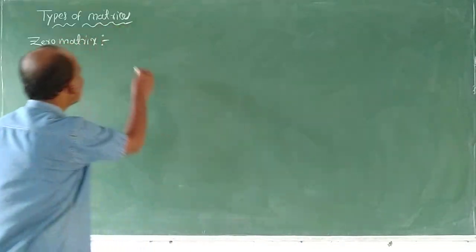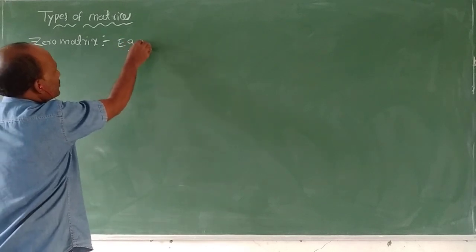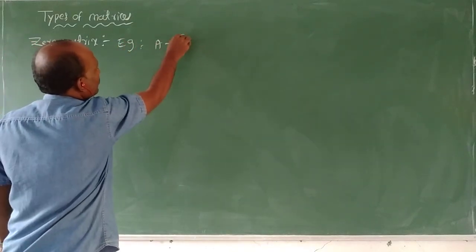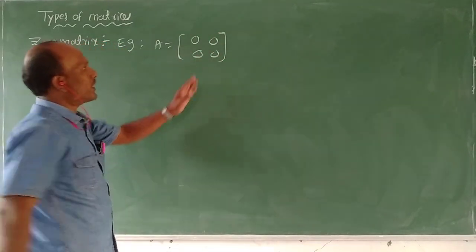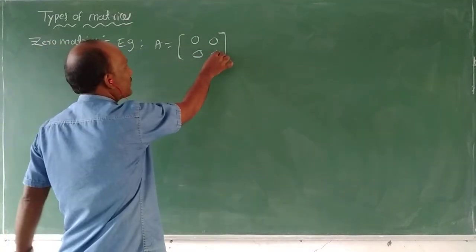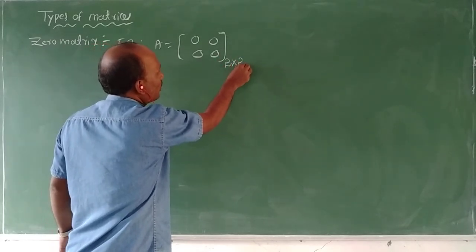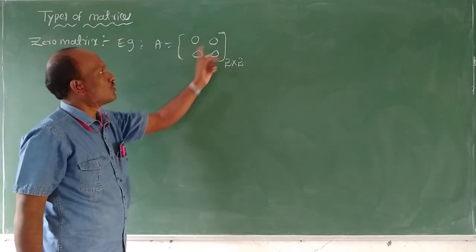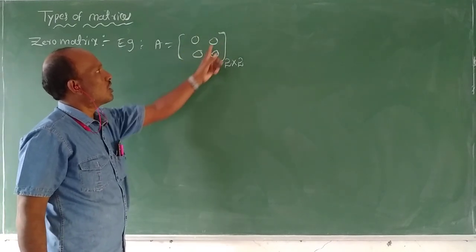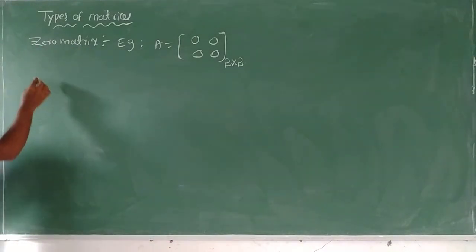For example, A equal to 0, 0, 0. This is zero matrix. Its order is 2 by 2. 2 rows, 2 columns. First row, second row. First column, second column. 2 by 2. Next, second definition.